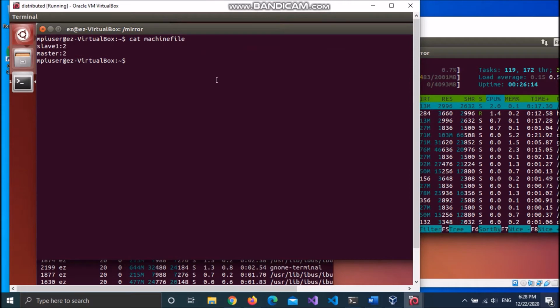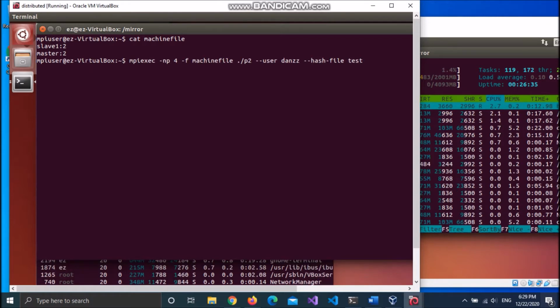As you can see here, the configuration file says slave 1 colon 2, which means that two processes will be scheduled on slave 1, and two processes will be scheduled on master. The machine file is a configuration file which tells MPI how many processes should be scheduled on each machine. Now p2 is my executable. These are some parameters that my executable requires, which are a username and a hash file.